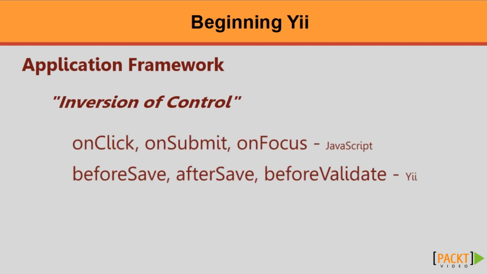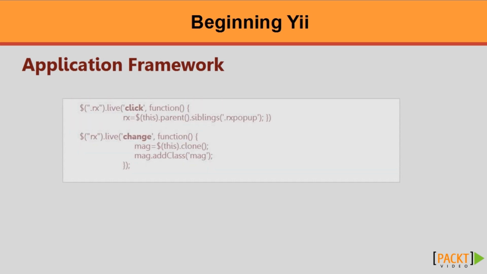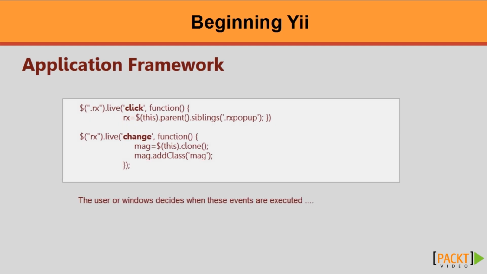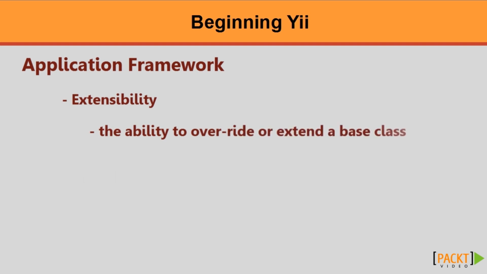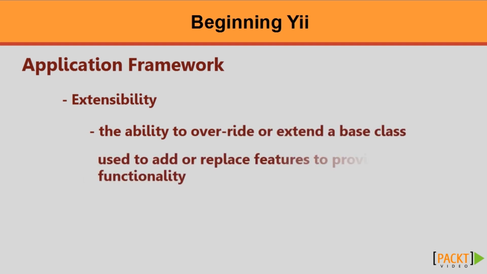We'll be familiar with this concept in a Windows GUI development language, such as JavaScript or C#, etc., where we add code to events, such as onClick or onChange, and the user, and/or Windows, decides when these events are executed, not the programmer. And this is a fundamental difference between a library and a framework. Another key feature of a framework is extensibility, the ability to override or extend a base class using inheritance, and add or replace features to provide new functionality.